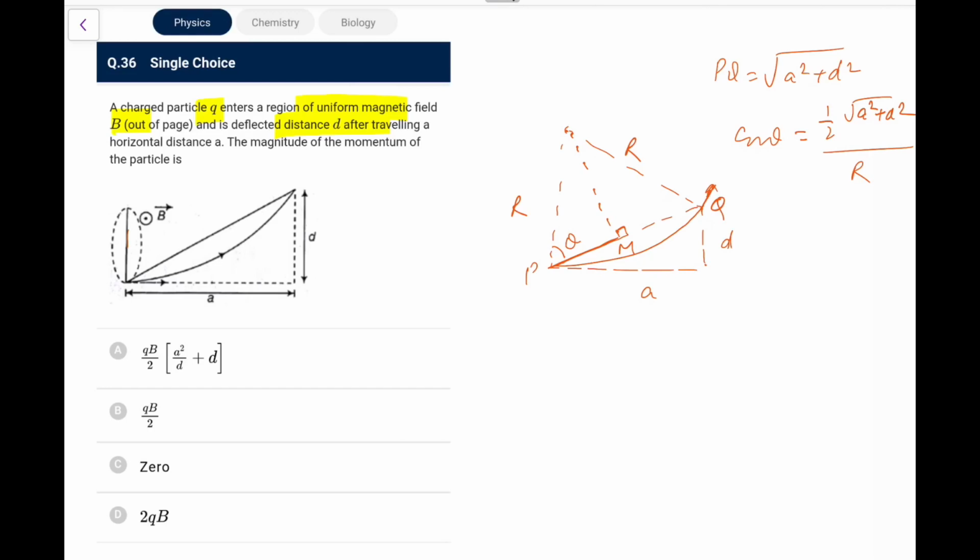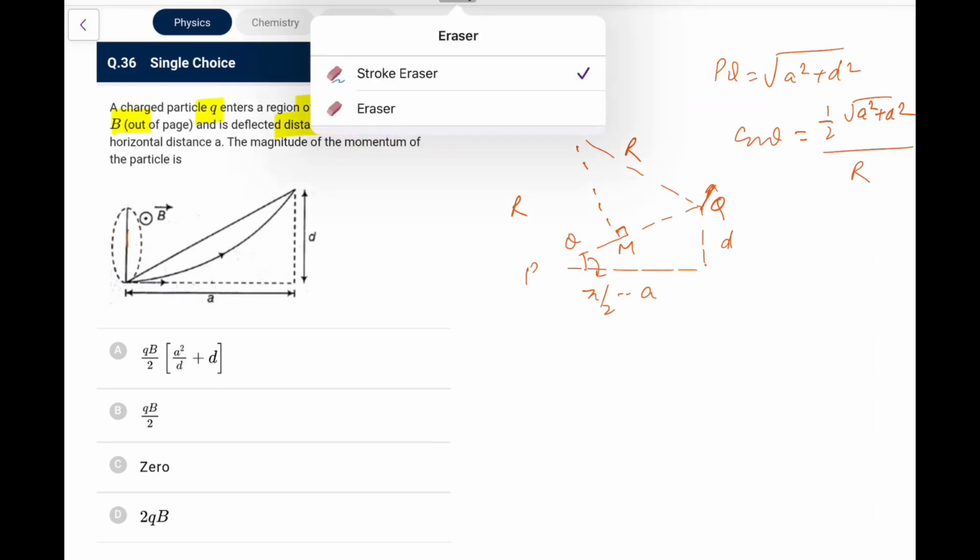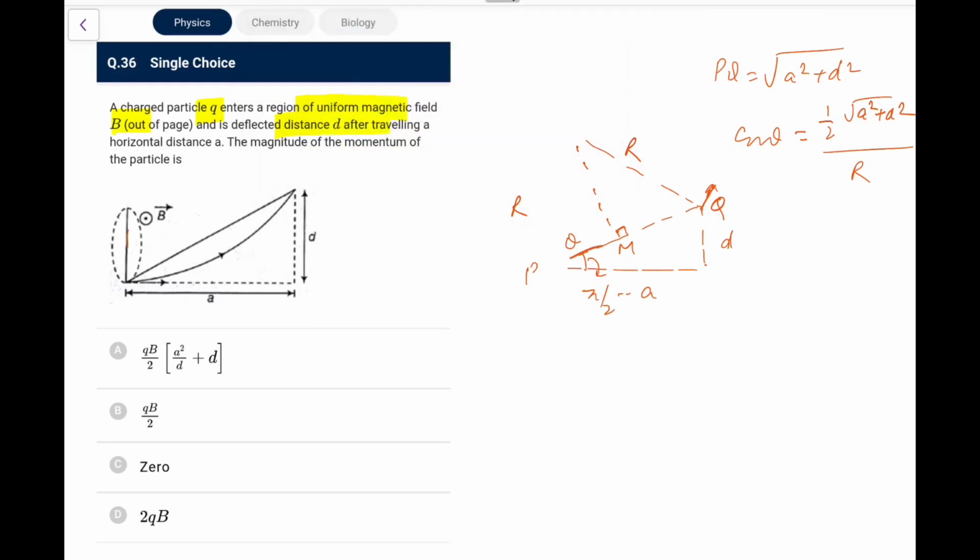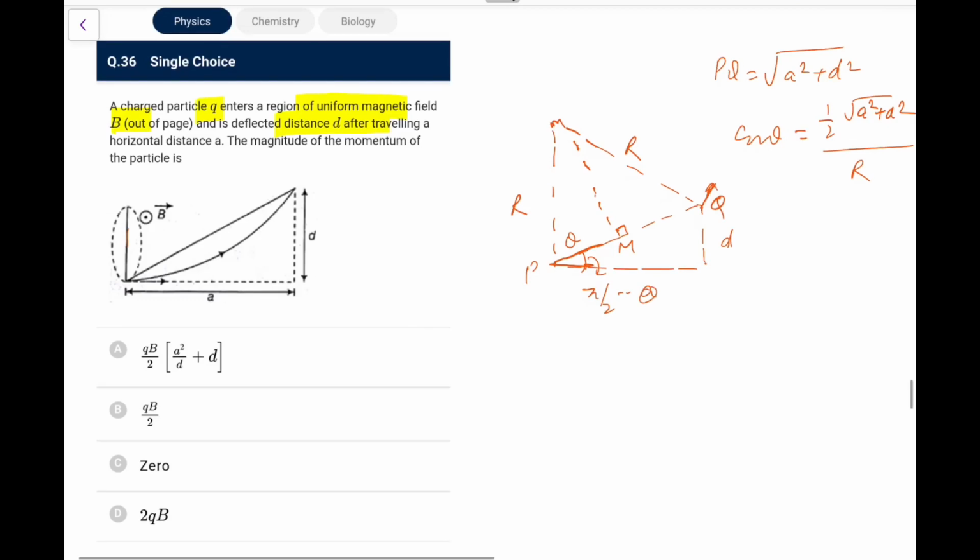Now, because this angle is theta, as given, this whole angle will be pi by 2 minus theta, because velocity is horizontal. I have not drawn it correctly. If I draw it properly, it would be exactly vertical. Take 1 minute. It would be going exactly vertical like this. So it would be 90 degrees, so 90 minus theta, pi by 2 minus theta.